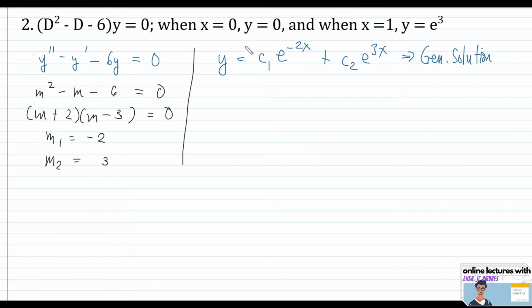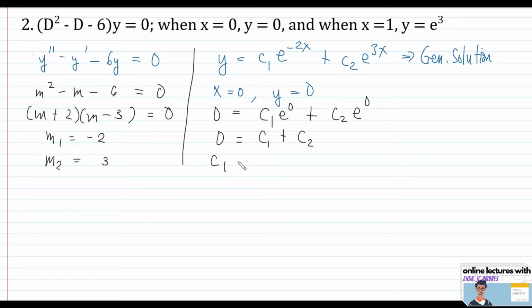Now, for the particular solution, first we have x is 0. When x is 0, y is 0. So let's substitute that. We have, let's write it down first. X is 0, y is 0. So we have 0 is equal to c sub 1 e raised to 0 plus c sub 2, again, this would be e raised to 0. So you'll have 0 is equal to c sub 1 plus c sub 2. Or simply, c sub 1 would be equal to negative of c sub 2.